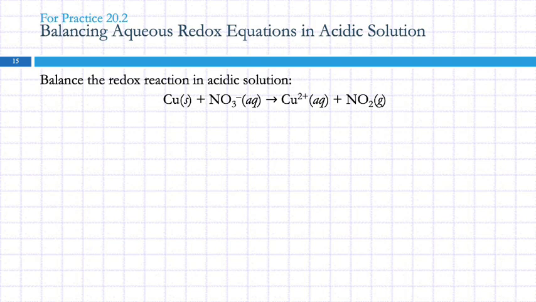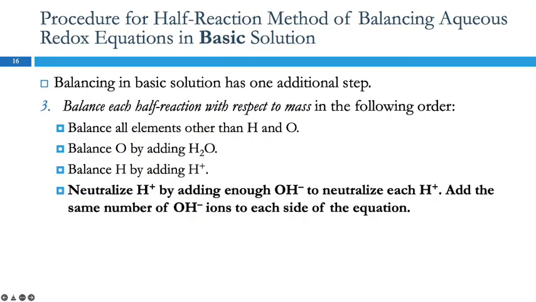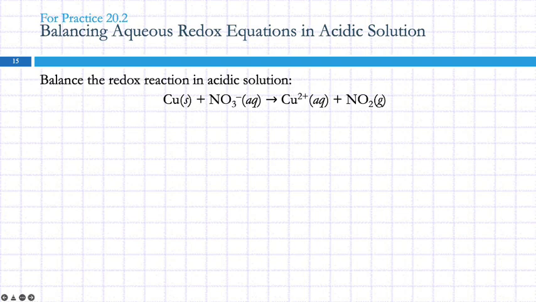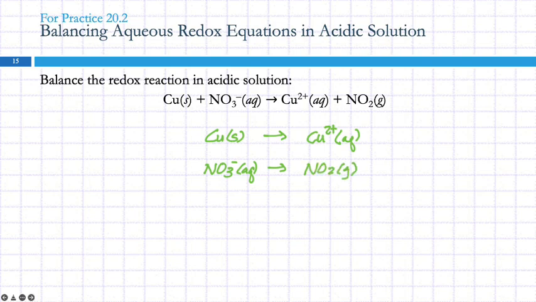But the first thing we have to do is separate it into 2 half reactions. So we've got copper, and we've got nitrate ion. And the copper, of course, is going to turn into copper ion. And the nitrate ion is going to turn into nitrogen dioxide gas. What's the next step?